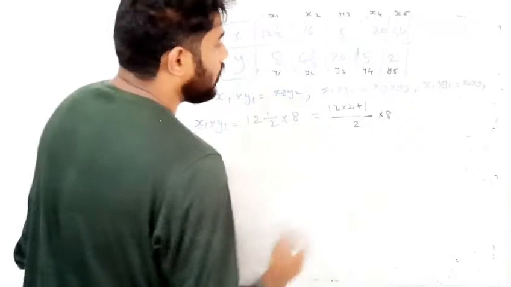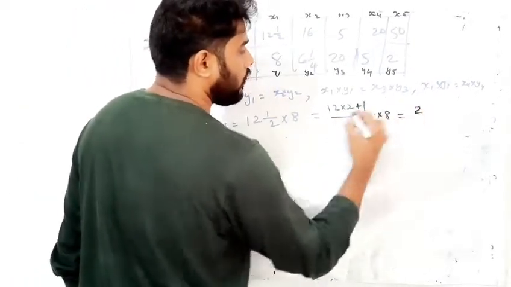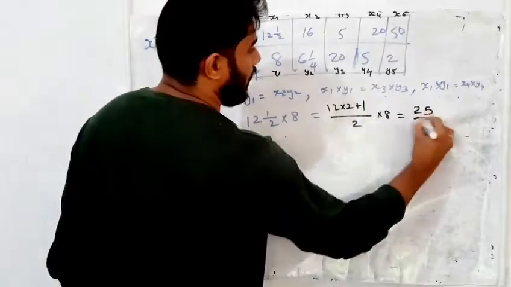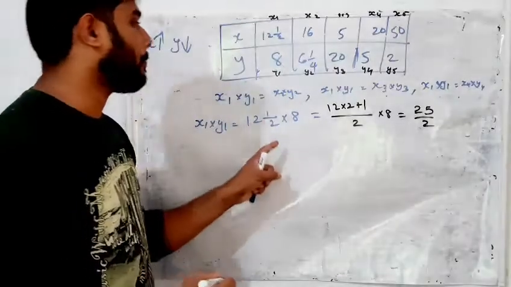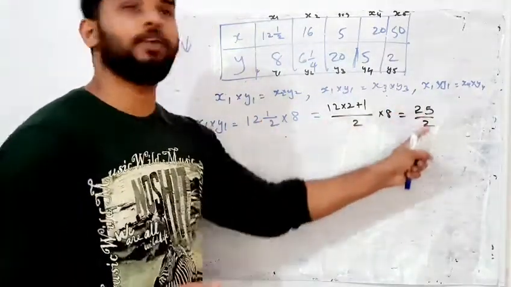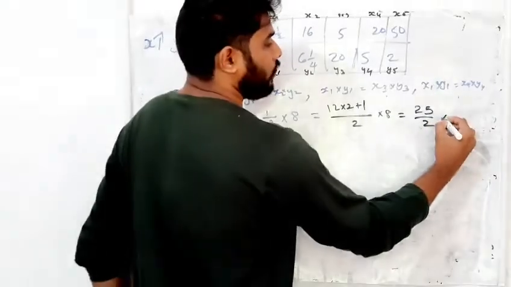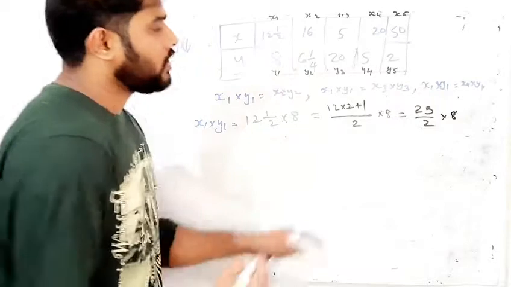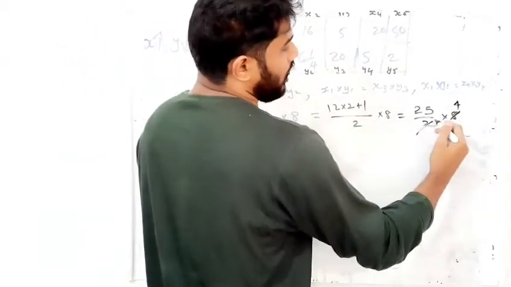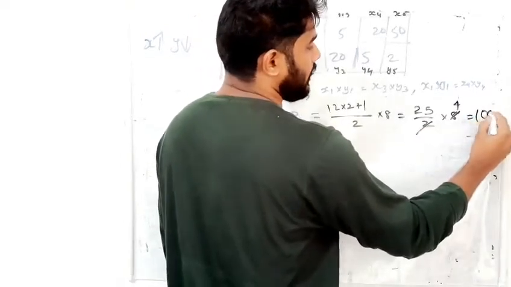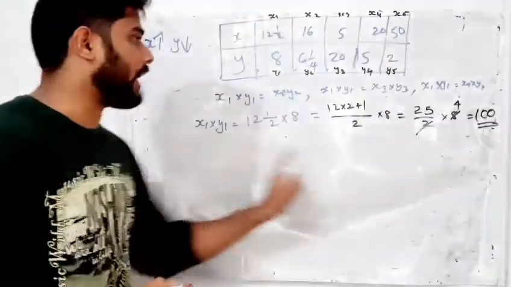So 12 into 2 is 24, plus 1, 25 by 2. 25 by 2 we can write as 12 and a half. 25 divided by 2 is also 12 and a half. Clear? So 25 by 2 into 8. Now we can cut 8 and 4, and then it will become 4. Now 25 into 4 is 100. So x1 into y1 we got 100. Clear?